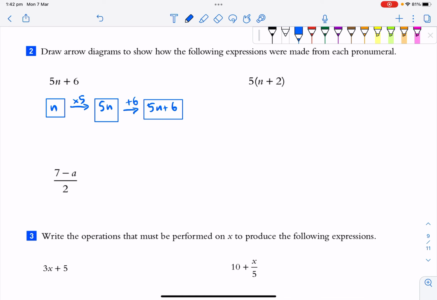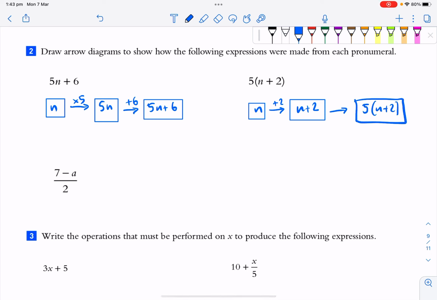So generally, we start with the letter, n again. And then the next thing, when you're doing this, you should start with the brackets. Whenever you get brackets, start with the brackets. So the next thing we're going to do is n plus 2. And we can see we added 2. And then the final step, we multiply both of these by 5. Hence why we are finishing off with 5 times n plus 2. And that there will be the times 5 operation.